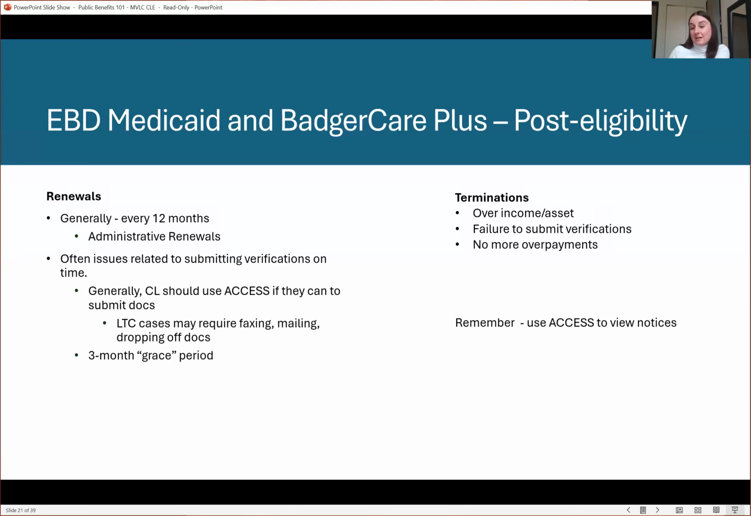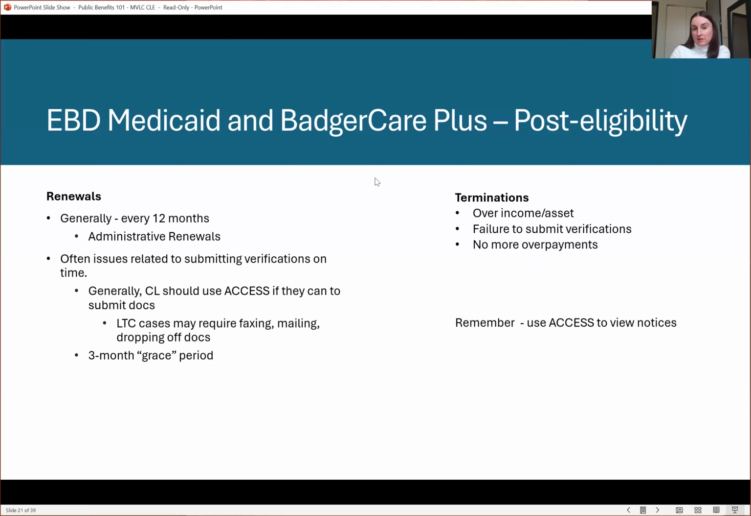Even if you're late on a verification, it's important to just get those in because there's like a 3-month grace period after which your application will be completely closed and you have to reapply. They'll reopen your application based on the late verifications in that grace period.